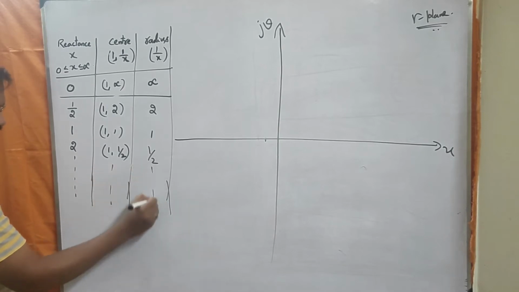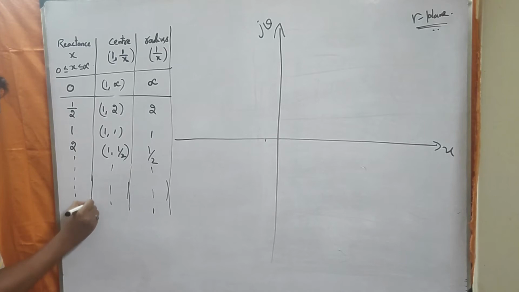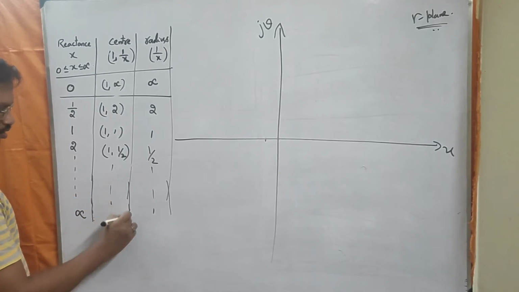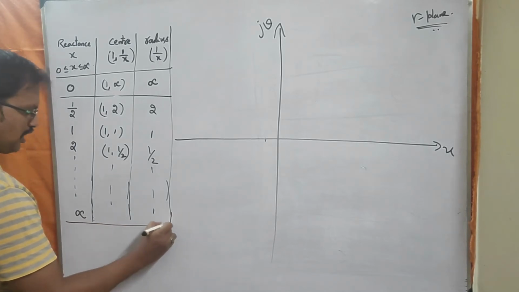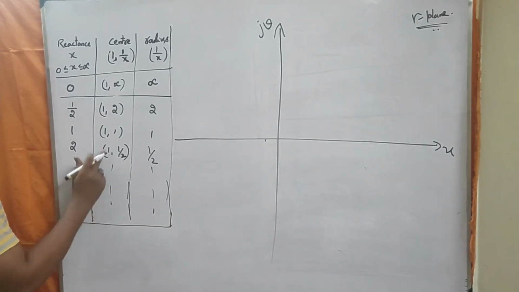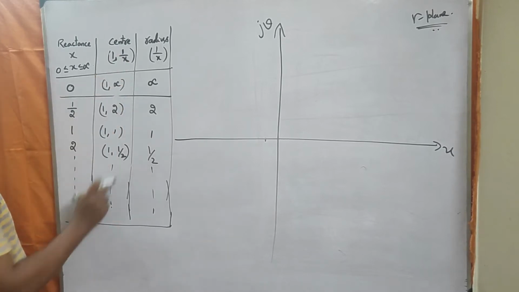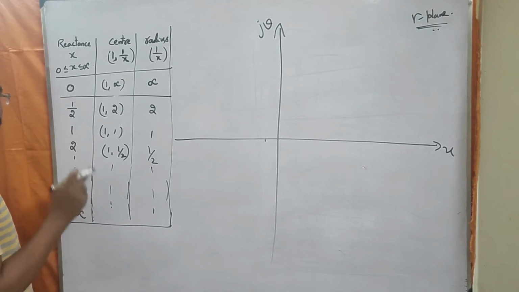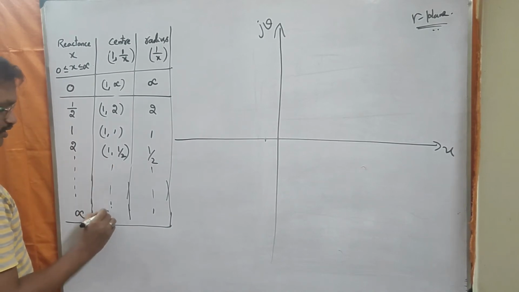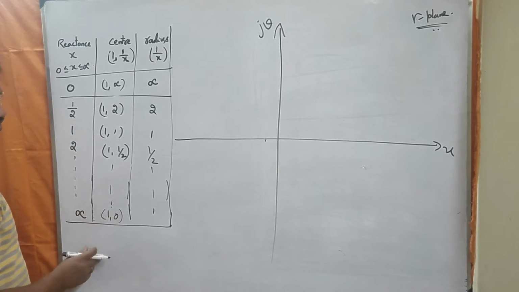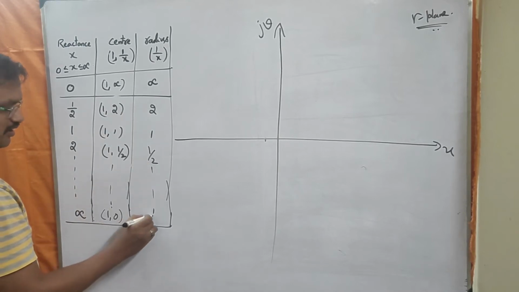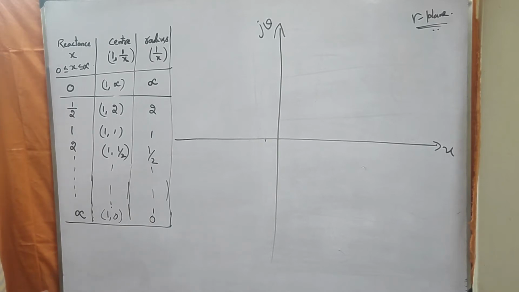Like that, if you go on increasing the x value, you can increase it up to infinity. So as x goes to infinity, what does the center reach? Put x equal to infinity here, 1 by x will become 0. So here you will get the center 1 comma 0, and the radius will be equal to 0. Understood? Okay.